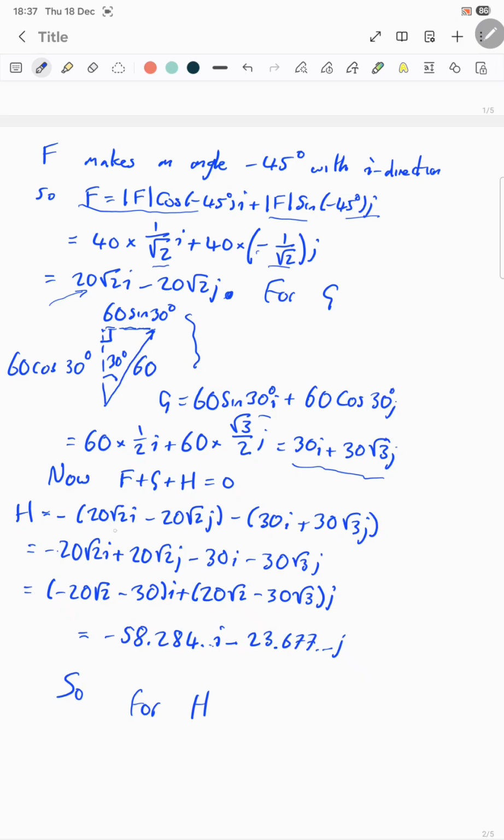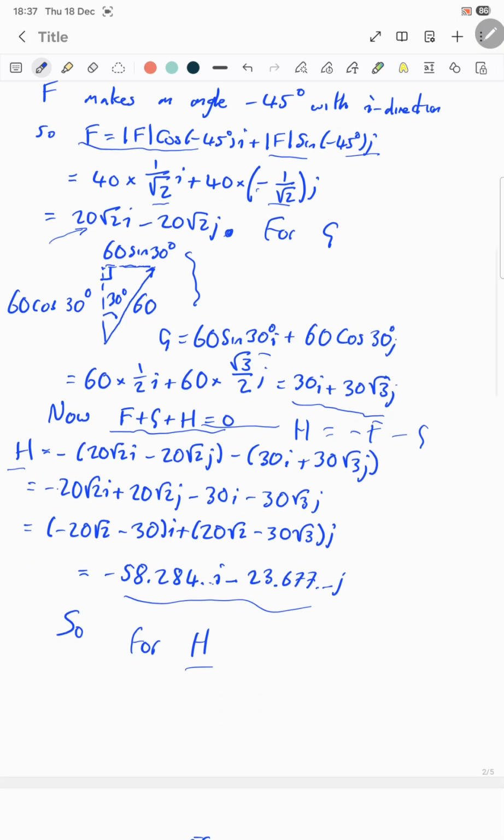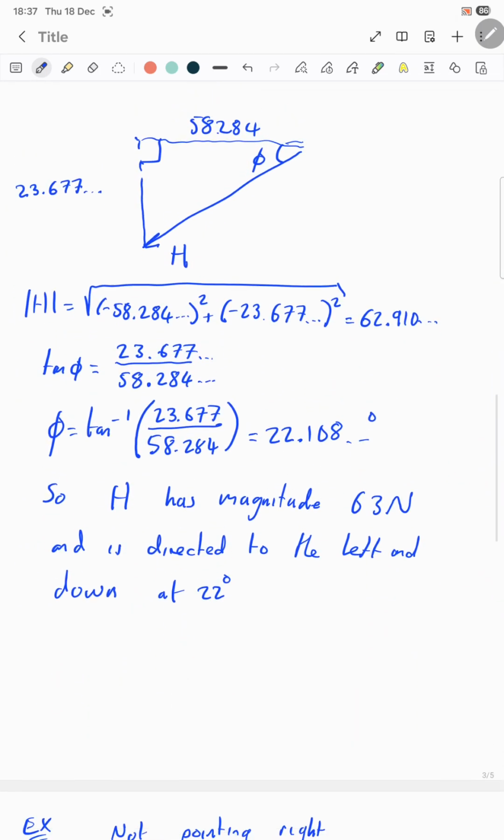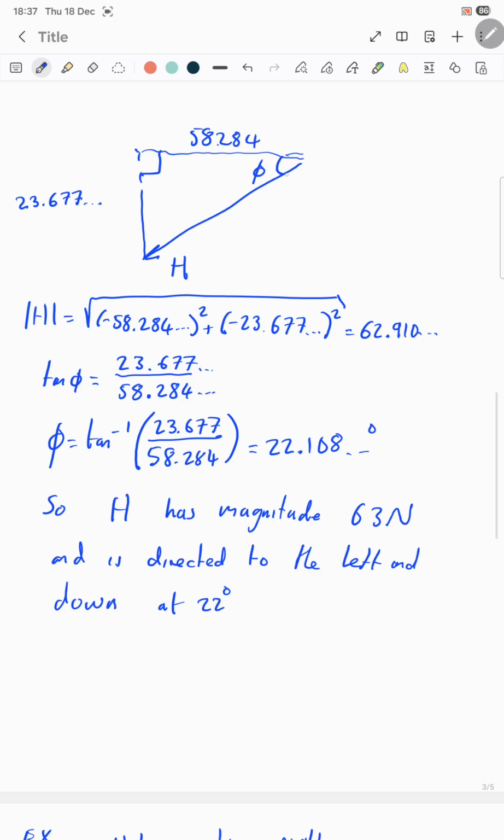Now to find H, we know from our equilibrium condition here that H equals minus F minus G. So putting this together, multiplying out, collecting terms, we get this. So for H here, it is given pictorially here, and these are the values we found.